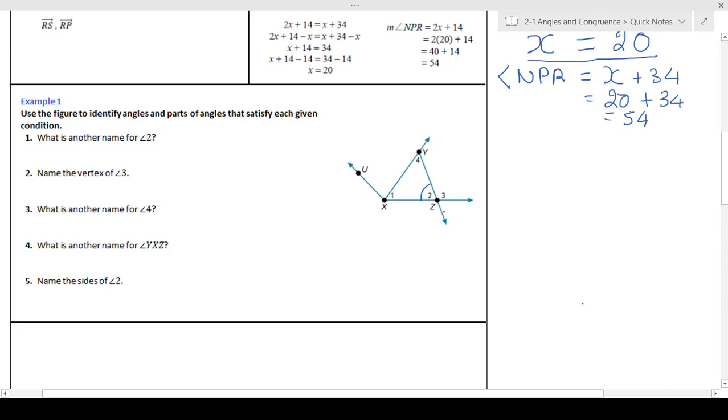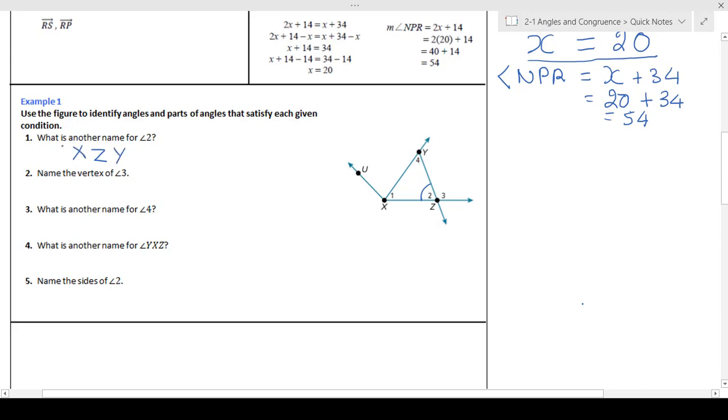Why 3 letters and not just a Z? Because Z can mean this one, it can mean this one, it can mean this one and that one. I can't decide which one is concerned with Z. So I must call it by 3 letters. I put the vertex in the middle. The vertex of angle 2 is Z. I put Z in the middle. Before it, I put X, and after it, I put Y.